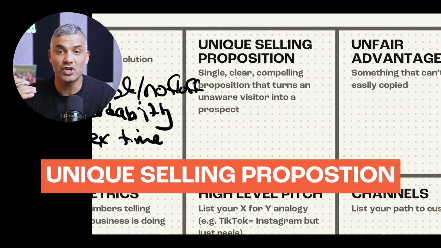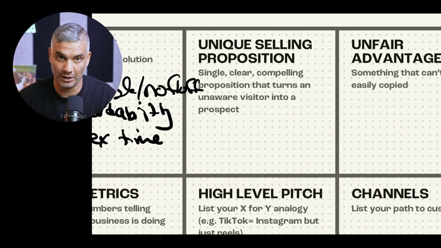All right, let's move on to unique selling proposition. Okay, you want to get super clear about this. It's a single, clear, compelling proposition that turns an unaware visitor into a prospect, right? When somebody sees your work for the first time, stumbles upon your Instagram page, sees your website, sees you speak on stage, right? What's compelling about what you do? What's unique about what you do?